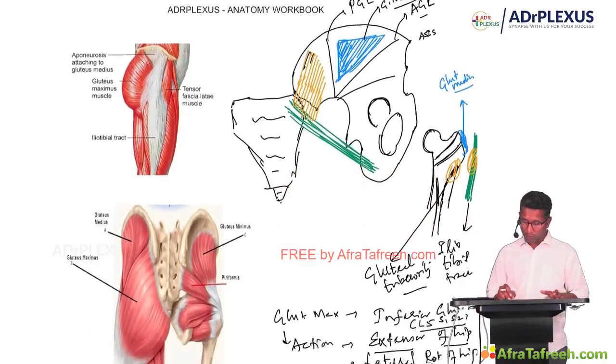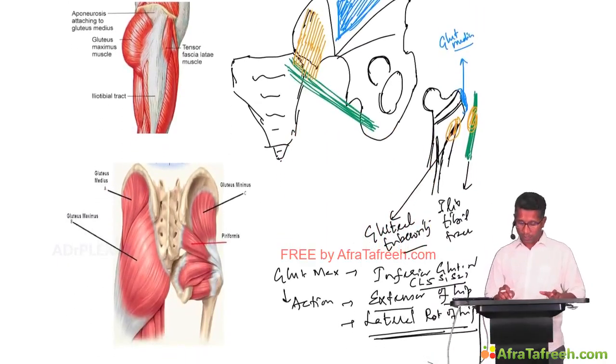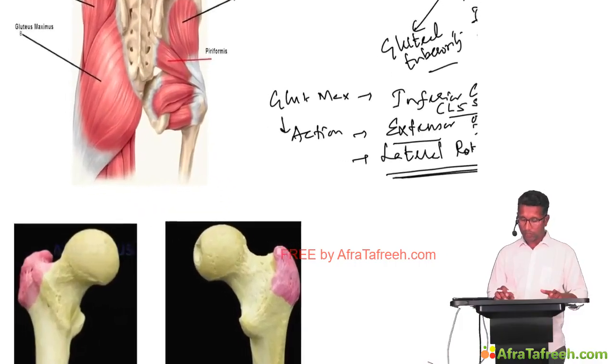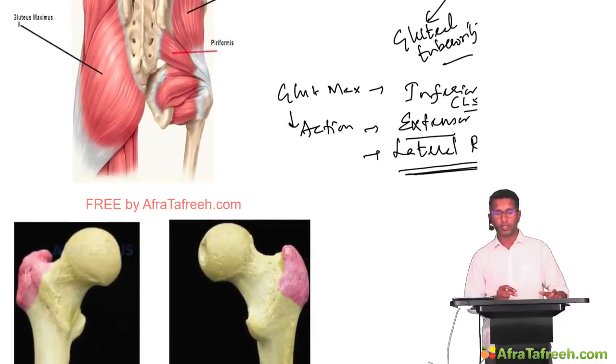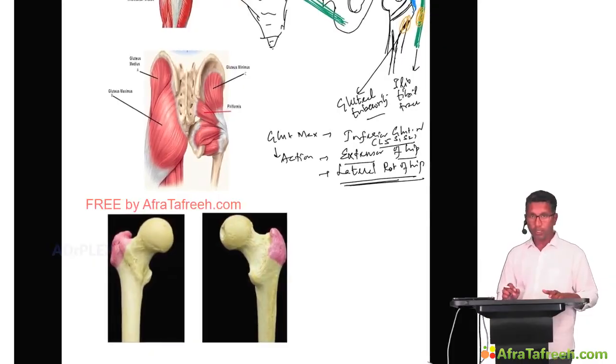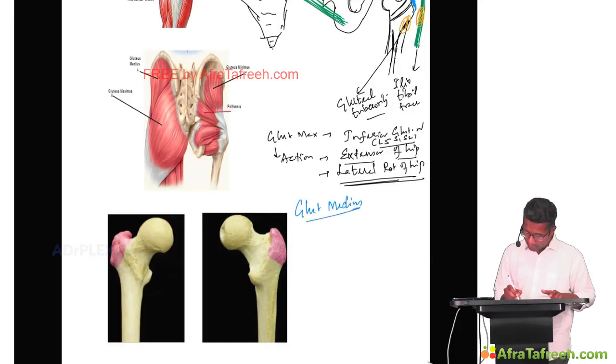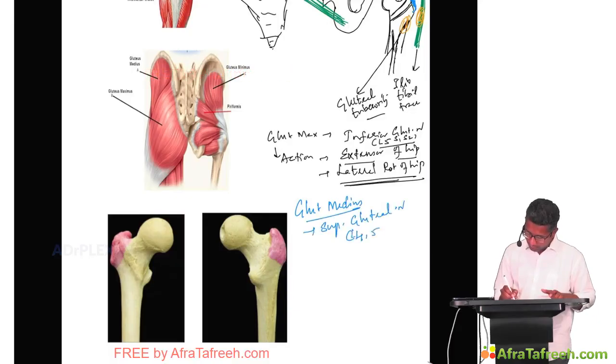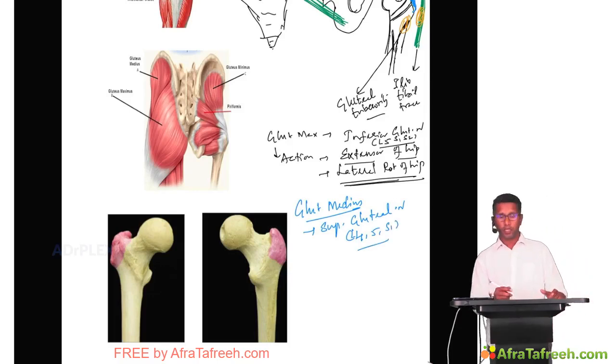See, more than these attachments, the nerve supply and the actions are very important. What is the nerve supply for the gluteus medius muscle? The nerve supply for the gluteus medius muscle is by the superior gluteal nerve. It has root value L4, L5 and S1. This is by the superior gluteal nerve.